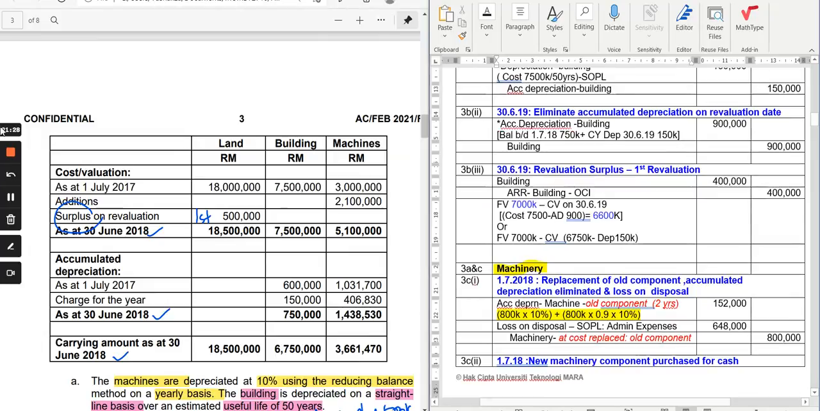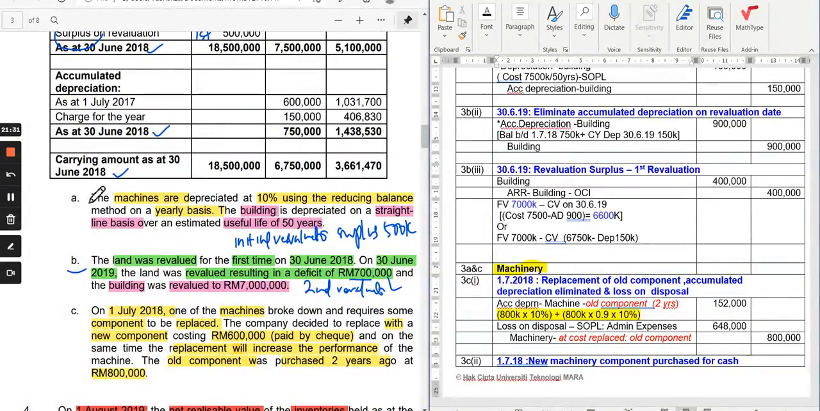Next, we're going to do the last part, for the machinery. Machines are depreciated at 10% reducing balance method on a yearly basis, and it should be read together with part C here, where there was a replacement of a component of a machine. I believe you have already read the question. On the 1st of July, some of the components required replacement. The company decided to replace with a new component. The new component was 600,000. The old component was 800,000. And the old component was purchased 2 years ago.